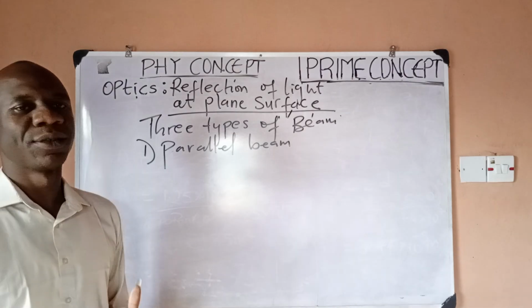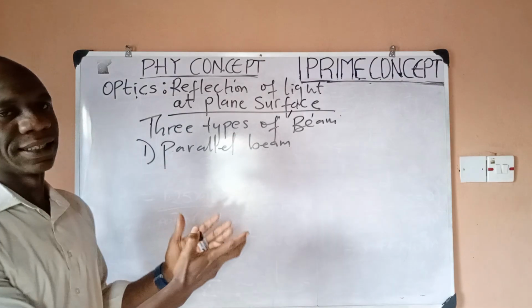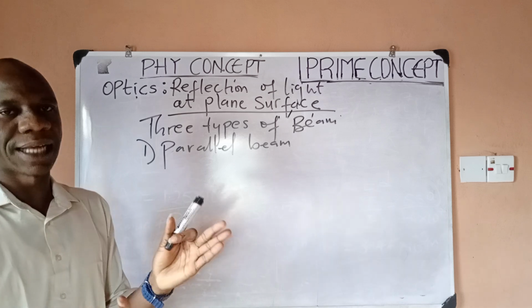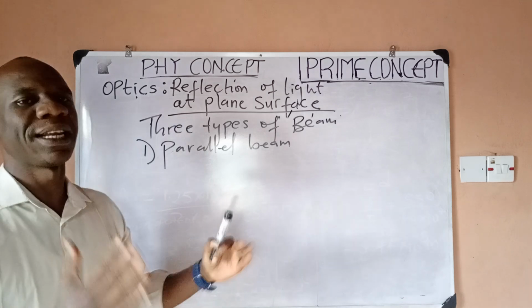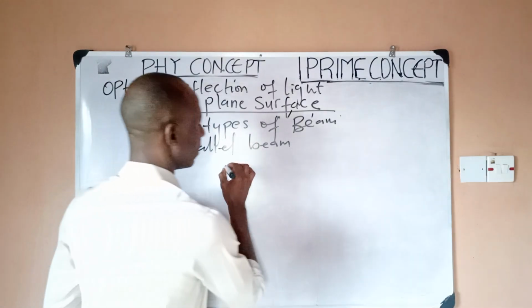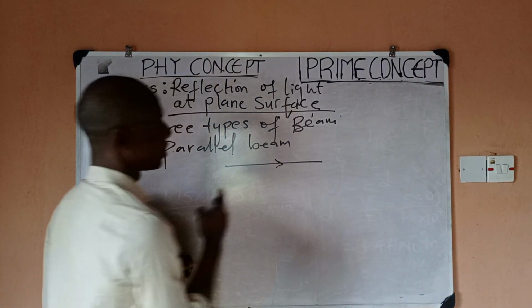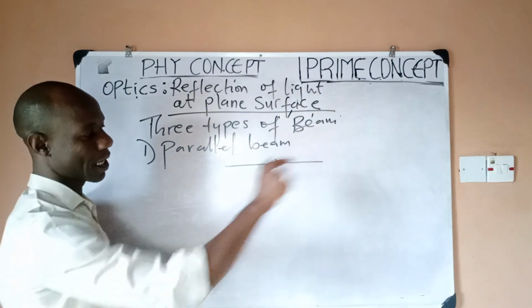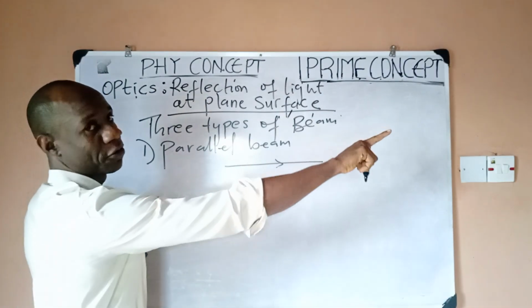So what are parallel rays? They are straight lines that don't touch each other, right? They are straight lines that don't meet. They are parallel to each other, advancing from a source. So this is what we mean. This is why we always use an arrow to indicate the direction of travel. So this means that this ray is traveling forward.